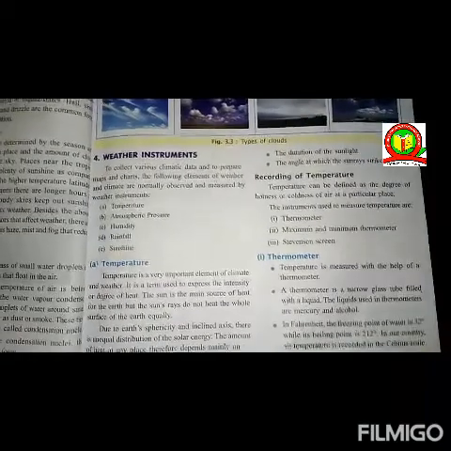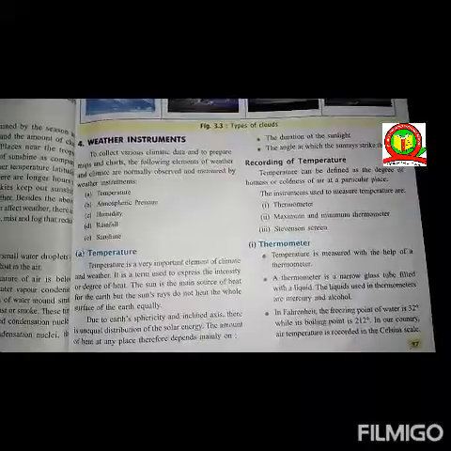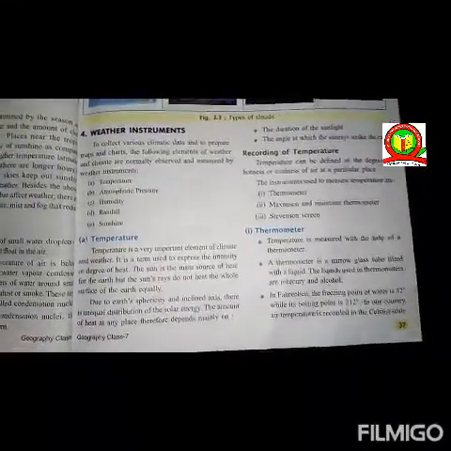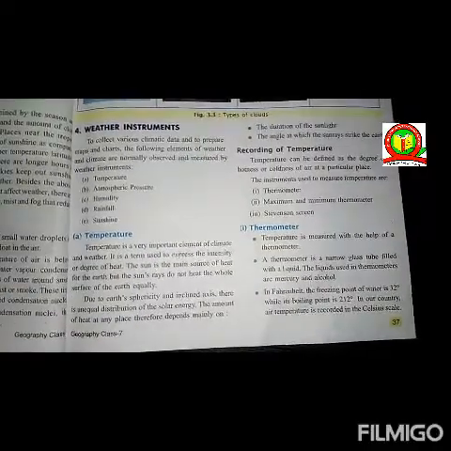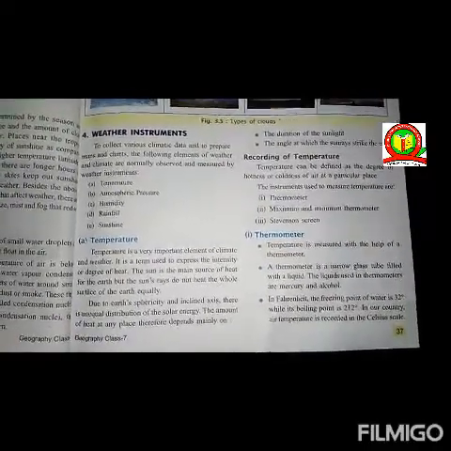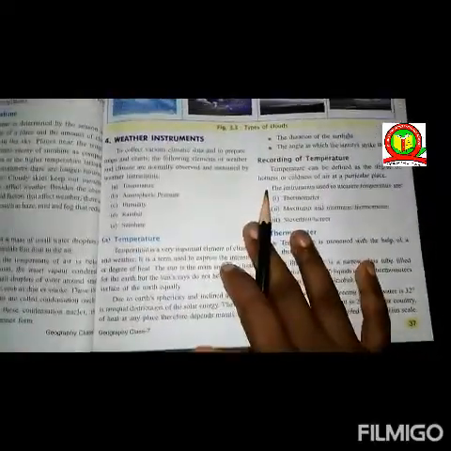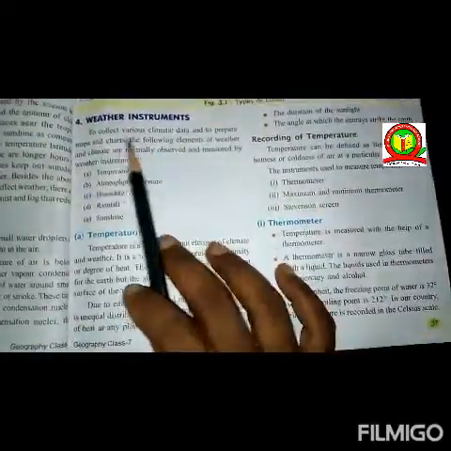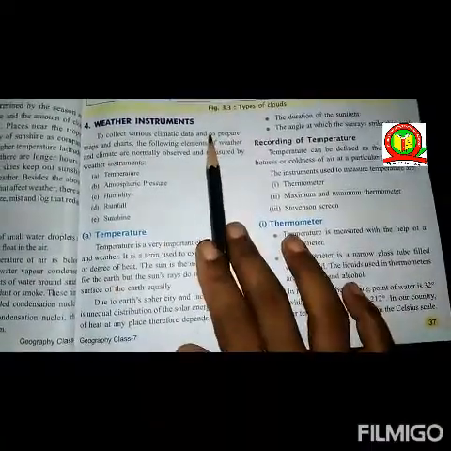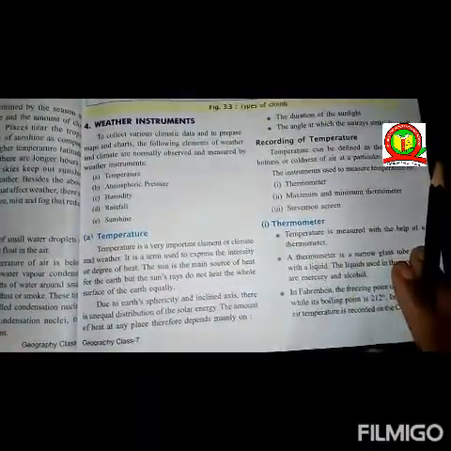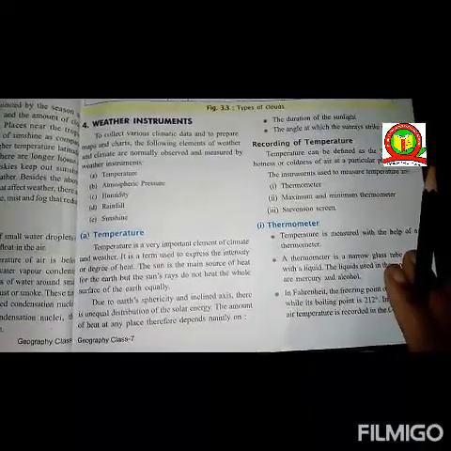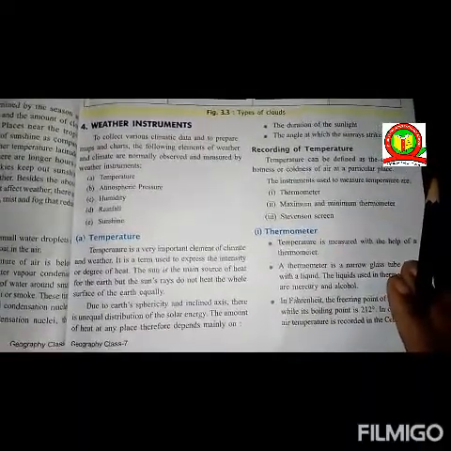Hello student, today I am going to do class 7 subject geography chapter 3, that is weather and climate. In the last class we completed half of the chapter, so in this class we will continue with the chapter. The next topic is weather instruments: which types of instruments are used to forecast the weather.